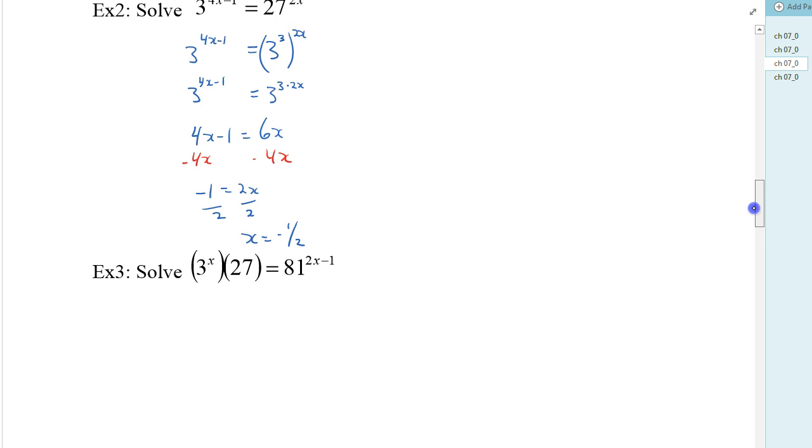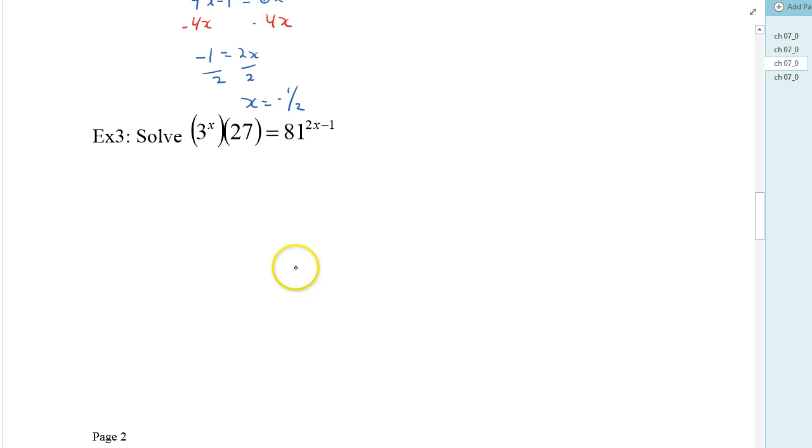All right, now example number 3. Now we have 27 and 81. That again, we can convert that to an exponent with a base of 3. So 27 is going to be equal to 3 to the power of 3. We'll try that one again. Which is equal to 81, which is 3 to the power of 4. And then that is to the power of 2x minus 1.